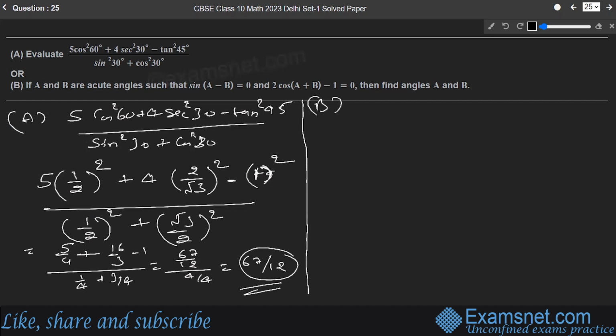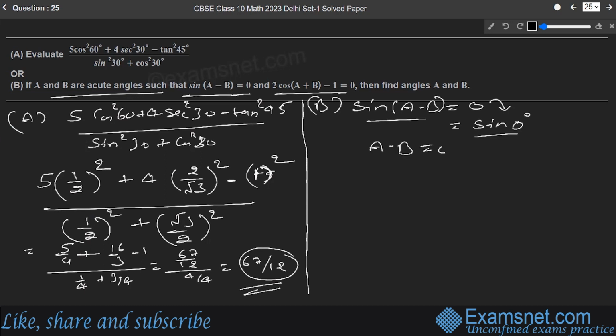Part B. If A and B are acute angles such that sin A minus B equal to 0 and 2 cos A plus B minus 1 equal to 0, then find the values of A and B. This is what is asked. So the first thing he has given is sin A minus B equal to 0. Sin A minus B equal to 0 is only possible when you write sin 0, because 0 is equal to sin 0. So if you compare both the sides, left hand side and right hand side, we get A minus B equal to 0. So this is the first equation.